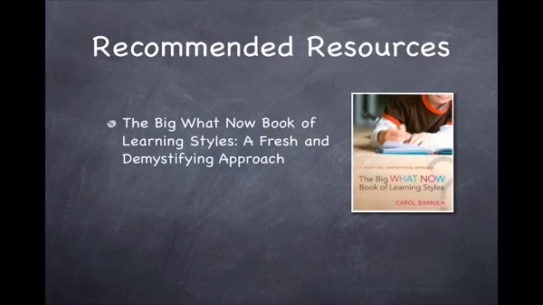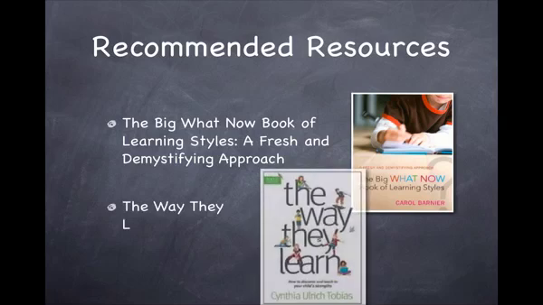There's a book called The Big What Now Book of Learning Styles. If you get this book, it will become a reference that you go back to again and again as your child goes all the way through elementary, junior high, high school. This helps you so much in being able to figure out, why are they acting this way? Why are they responding to this curriculum this way? Should I change curriculum to a different one? This is going to be a good reference book for you.